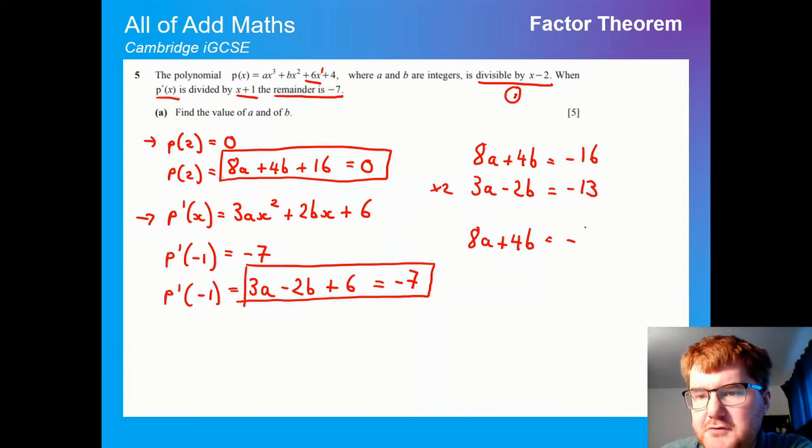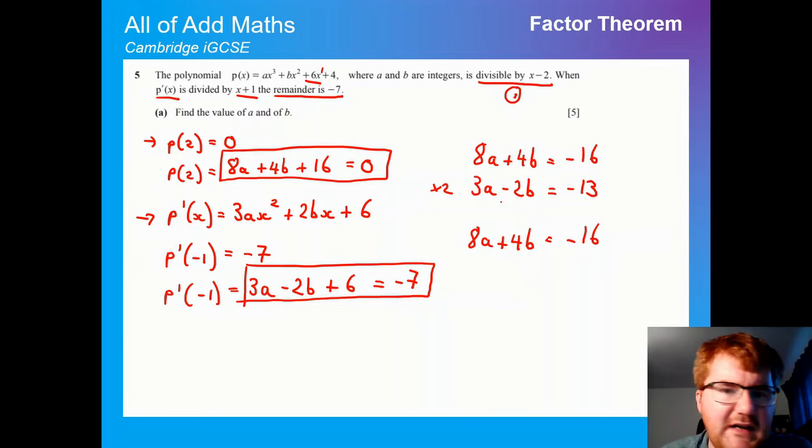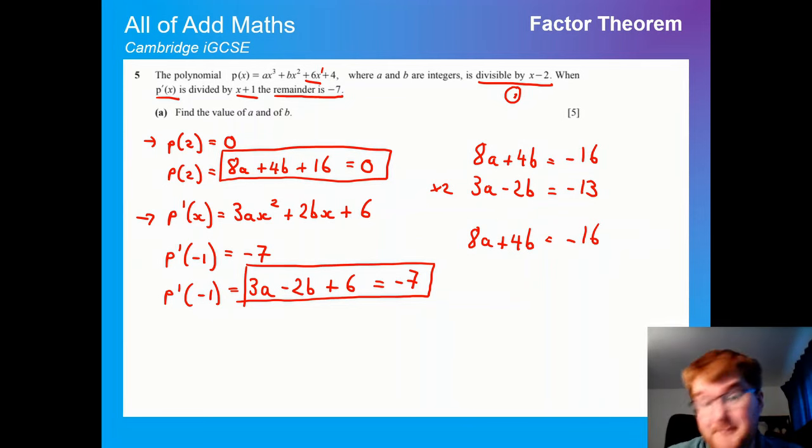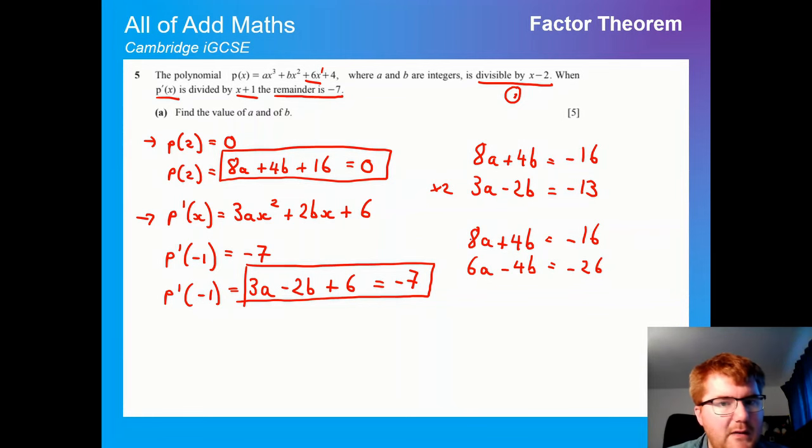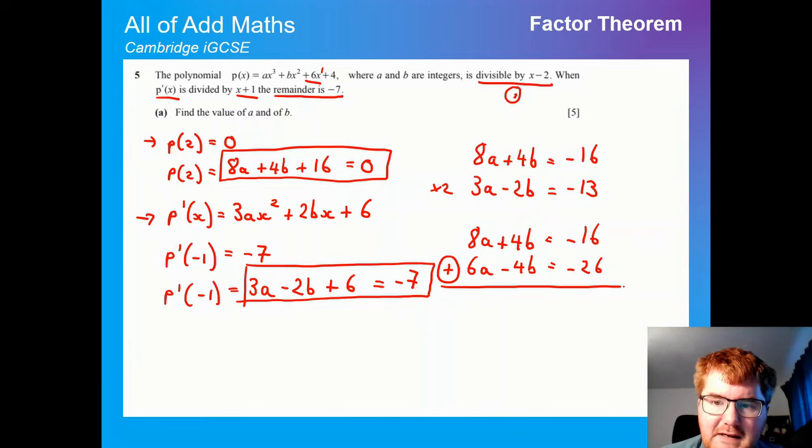You could use row reduction or something else if you wanted to solve this, but elimination is your friend here. So 3a times 2, that's equal to 6a. 2 times minus 2b is minus 4b. And then 2 times minus 13 is minus 26. Now, because we've got it set up in this way, we can just add the equations together, and that will have the effect of eliminating b. So let's go through that carefully.